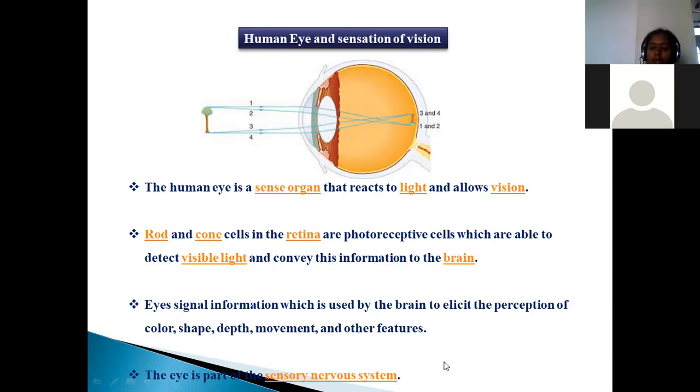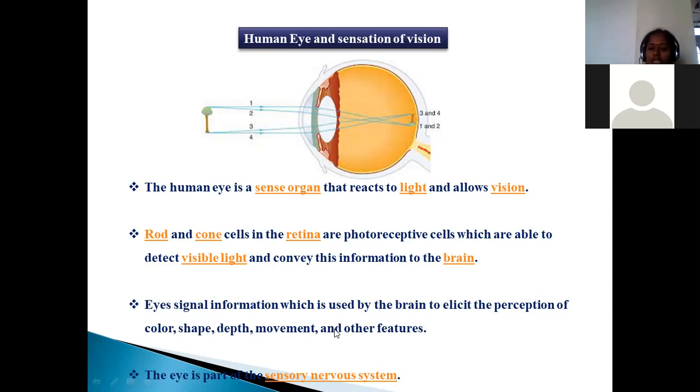Light signals are captured by the human eye: color, shape, depth of the object, movement of the object, and whatever other features are present can all be monitored and visualized using the human eye. So what is the color of the substance?